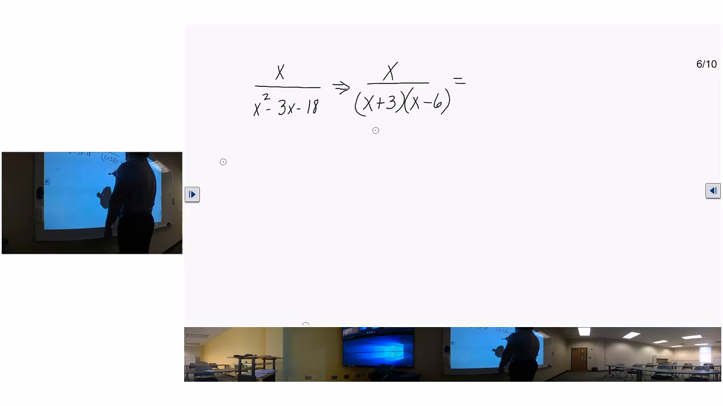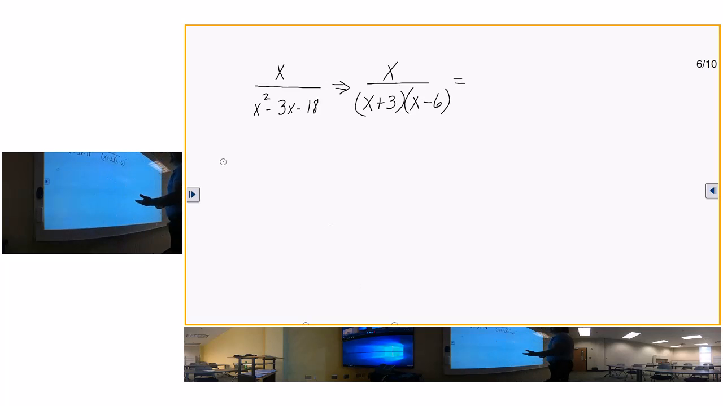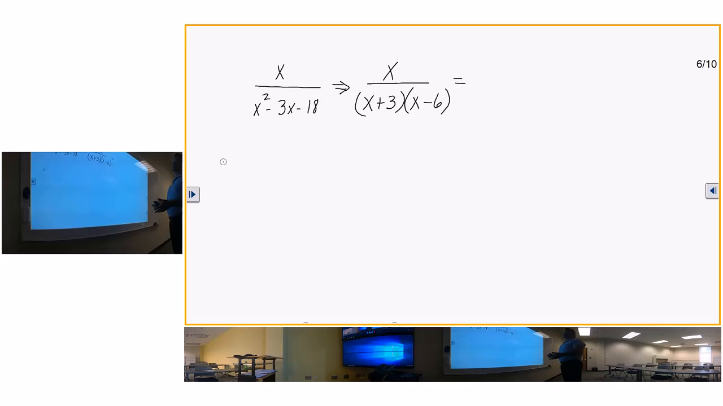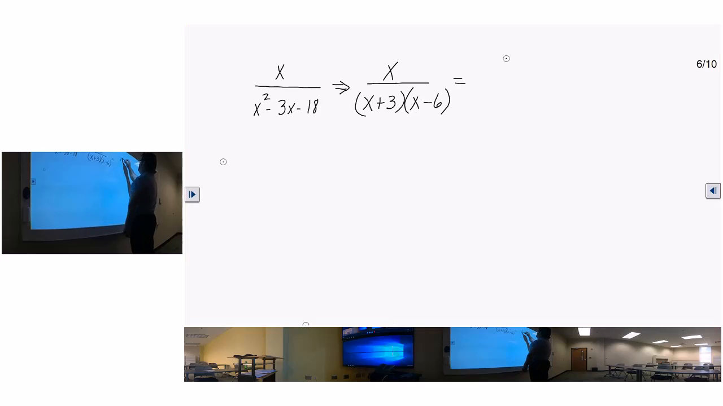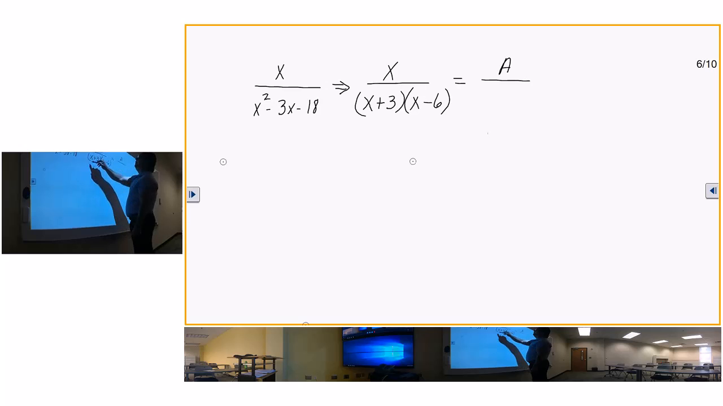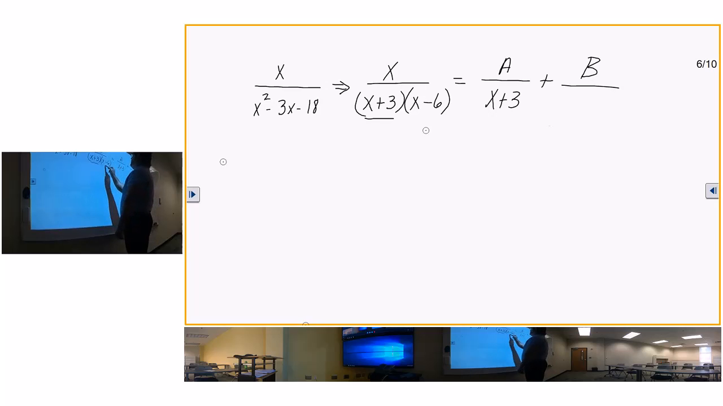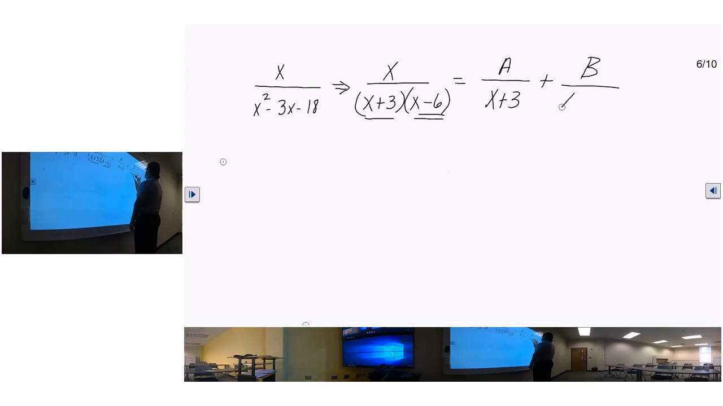And we got, again, just like the last problem we did, we have two terms in the denominator, so you're going to use A and B. If there was 3 terms, it would be A plus B plus C, and you'd list each with 3 terms. So, A over what? X plus 3. Plus B over, that's the second term, x minus 6.